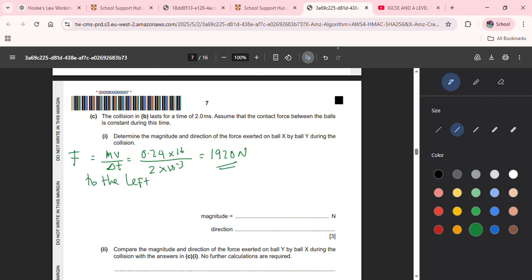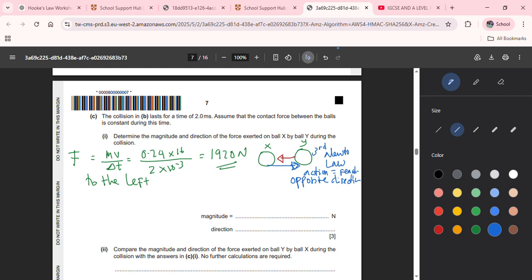Why to the left? Because this is X, Y. The Y gives force to the left, to the X, when X gives force to the right, to Y. This is the third Newton law, which is action is equal to reaction, in the opposite direction, but equal magnitude.